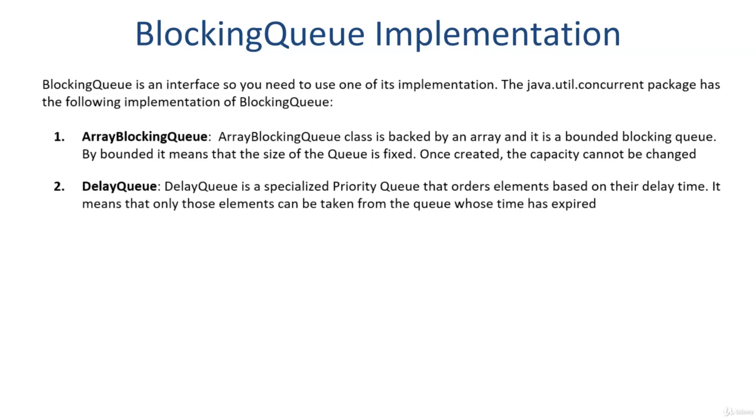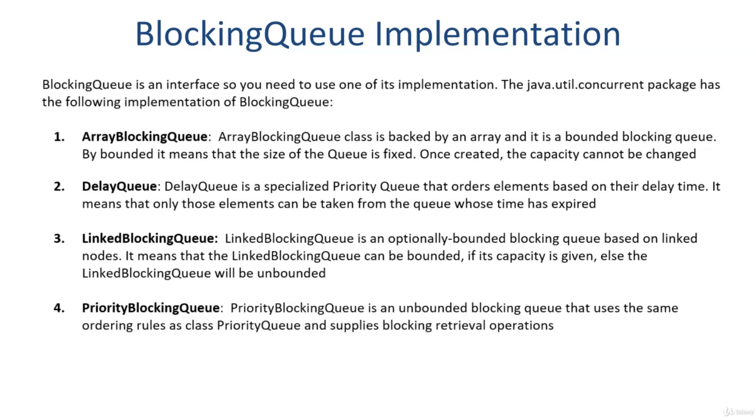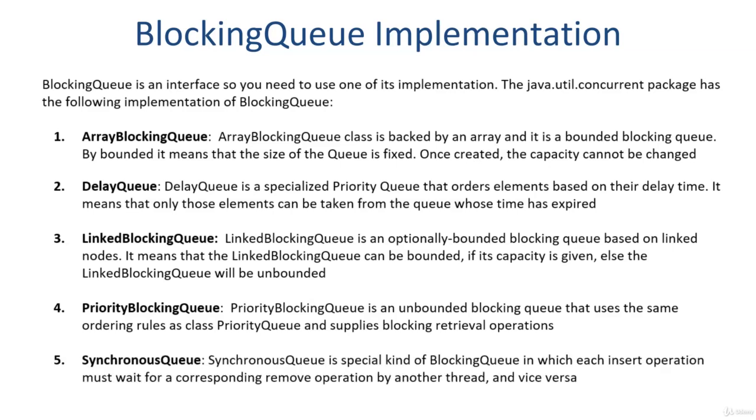DelayQueue. DelayQueue is a specialized priority queue that orders elements based on their delay time. It means that only those elements can be taken from the queue whose time has expired. LinkedBlockingQueue. LinkedBlockingQueue is an optionally bounded blocking queue based on linked nodes. It means that the LinkedBlockingQueue can be bounded if its capacity is given, else the LinkedBlockingQueue will be unbounded. PriorityBlockingQueue. PriorityBlockingQueue is an unbounded blocking queue that uses the same ordering rules as class PriorityQueue and supplies blocking retrieval operations.